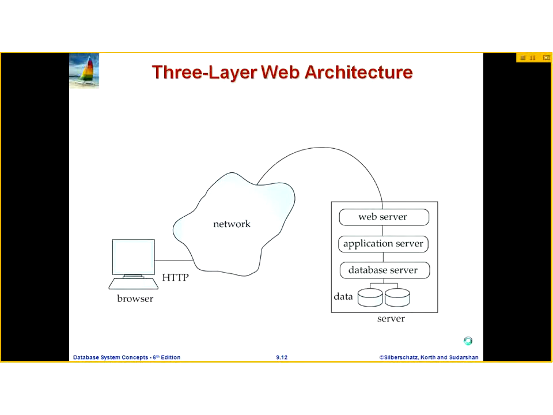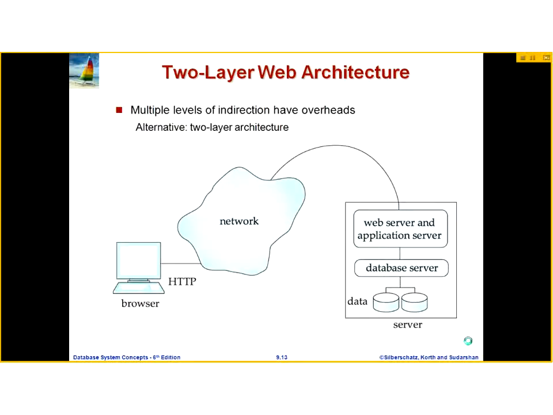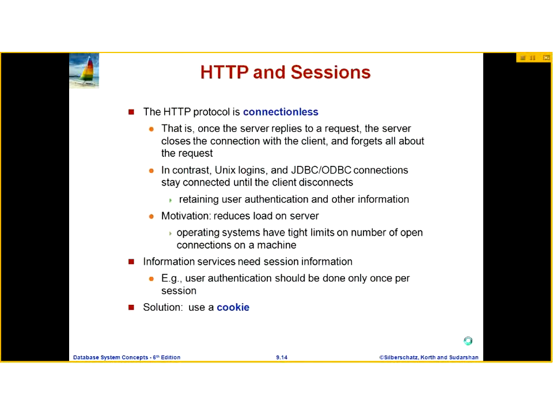This is the web architecture. So this one is 3-layer web architecture, where your browser sends the request through HTTP from the network, and it goes to the web server, then application server, then database server. This is 2-layer architecture in which you have web server and application server combined, which connects to the database server and which uses the database ultimately.